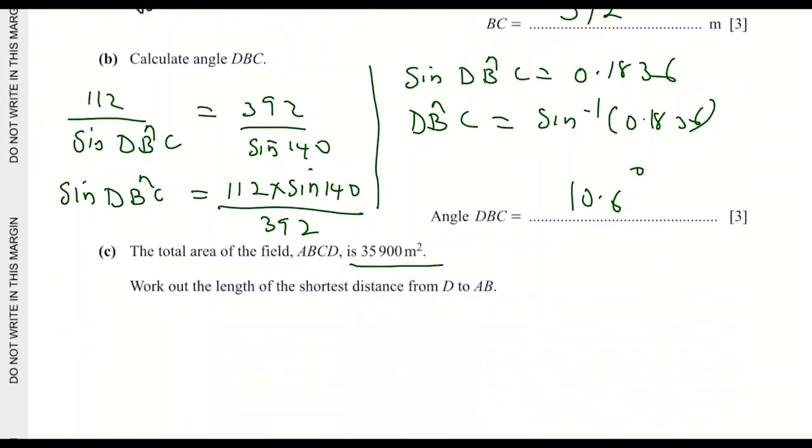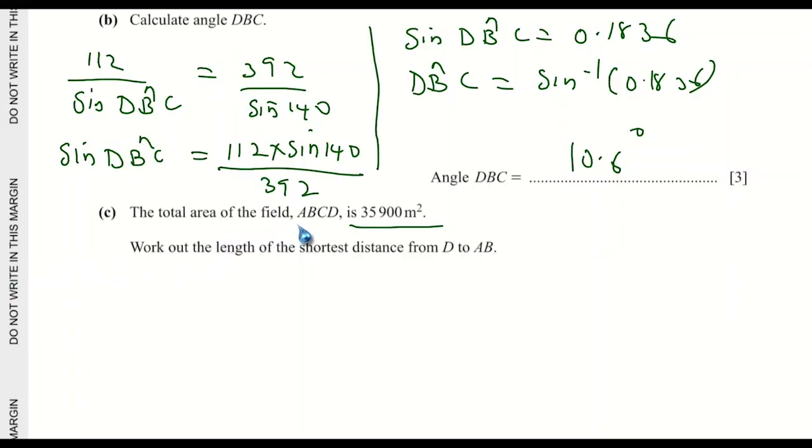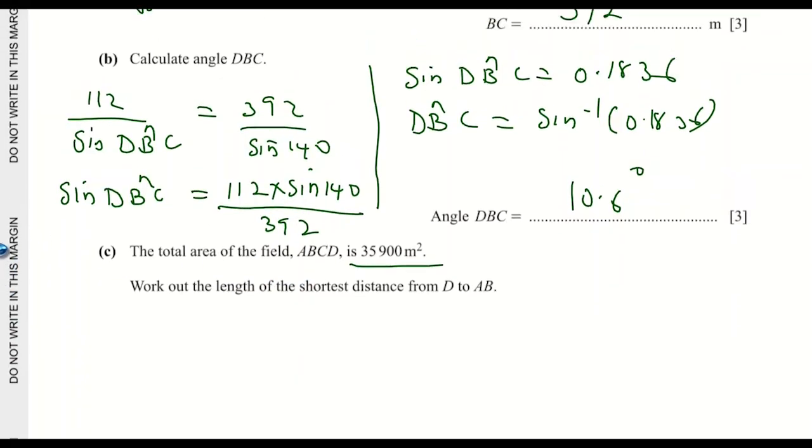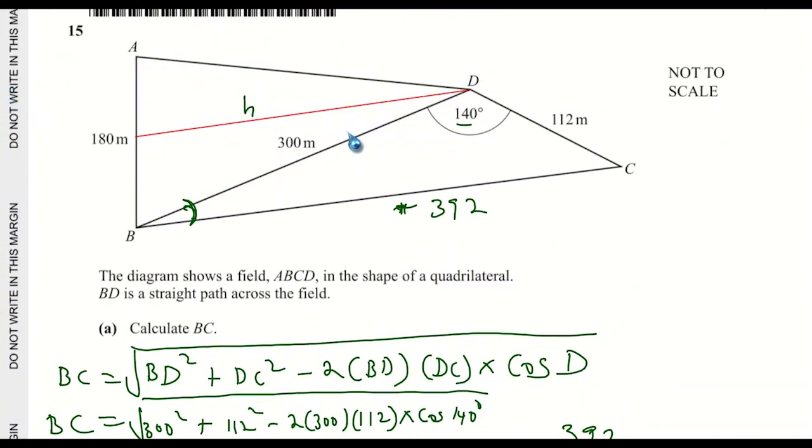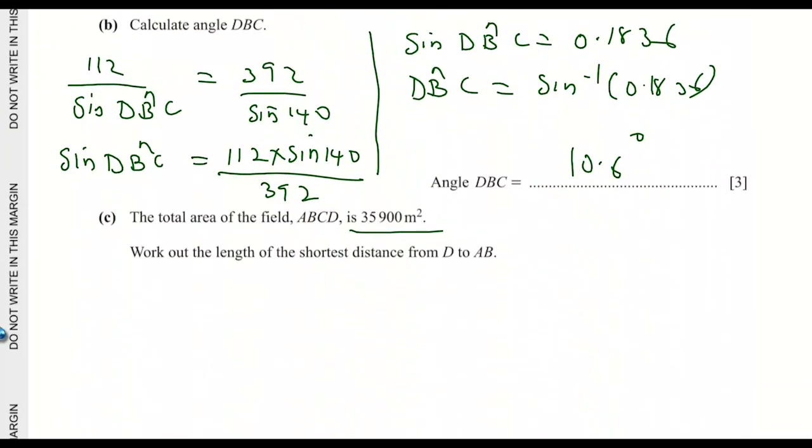So from the given information here, the total area of the field ABCD is 35,900 square meters. That is the area of triangle ABD and triangle BDC add up to the given value, right? So that is what it means. So it's easy for us to get the area of triangle BDC. When we get the area of triangle BDC, then we subtract it from 35,900 square meters, and that will give us the area of triangle ABD.